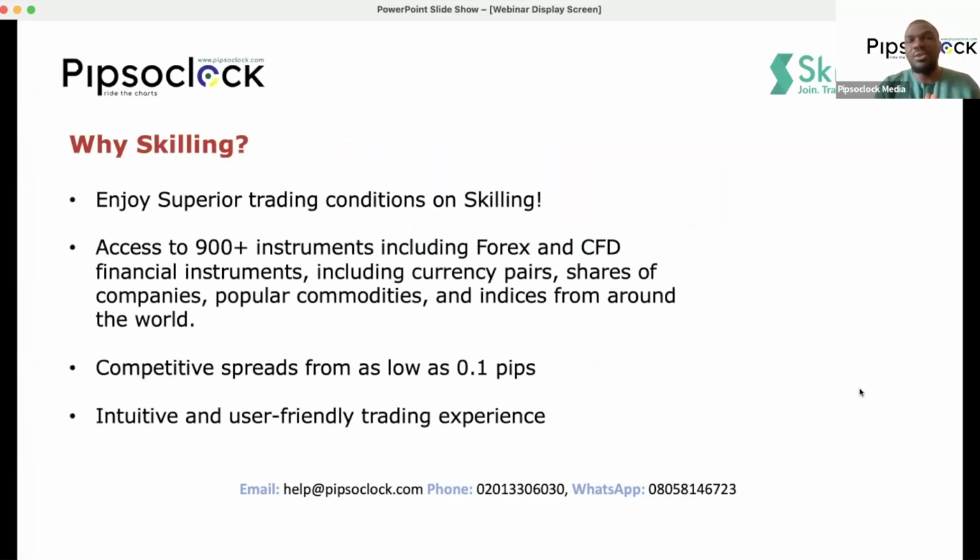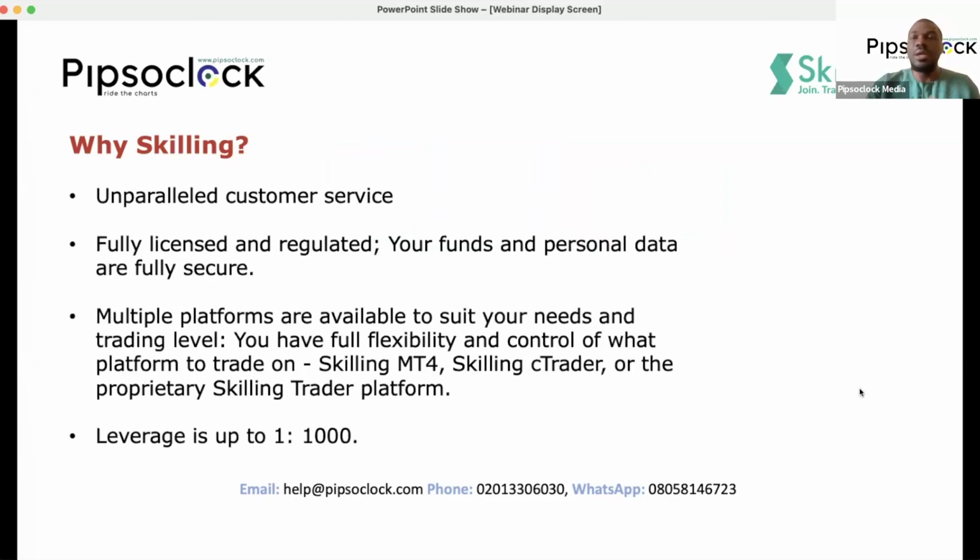And why Skilling? Well, they have superior trading conditions, with over 900 instruments that you can trade. You can trade crypto, forex pairs, other commodities and indices. The spread is competitive, from 0.1 and above. You can trade with the MT4 platform, the cTrader platform, and you can also trade directly on the web.